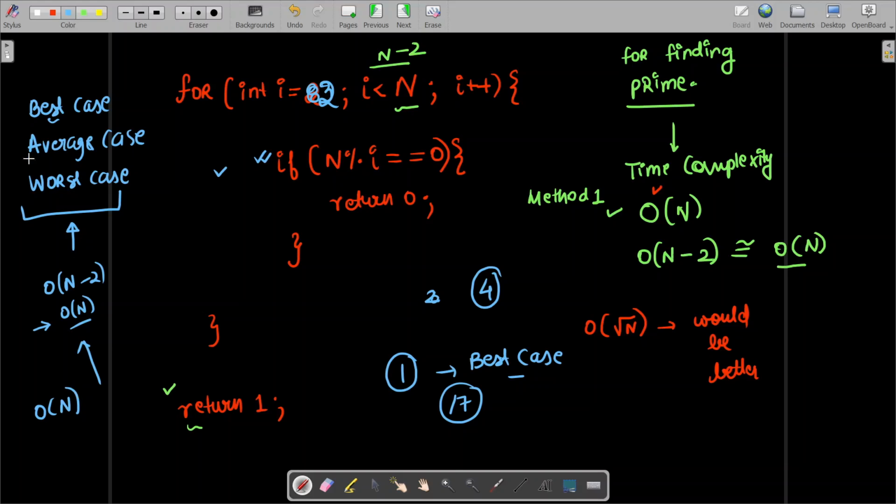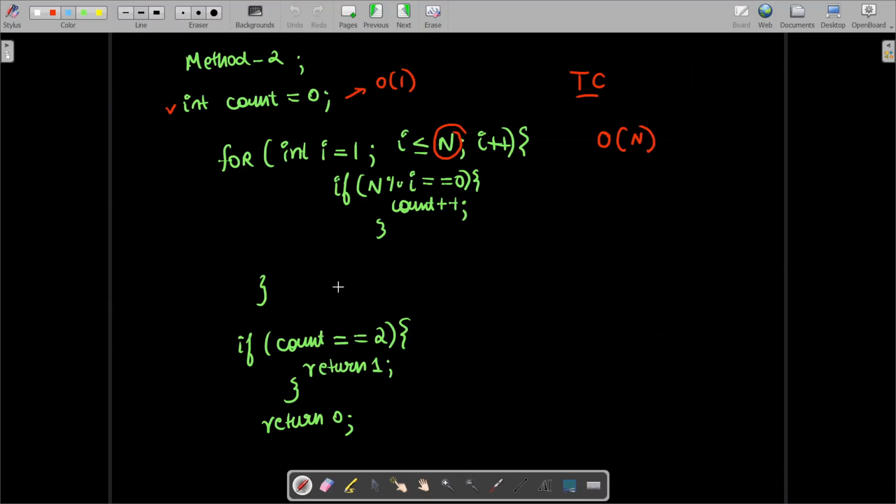So best case I already covered. You don't judge on the basis of best case. You judge on the basis of worst case. Now we will analyze this one. What's the best case, average case, and worst case according to you? This algorithm.